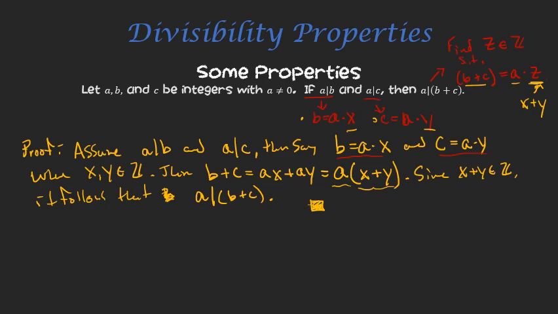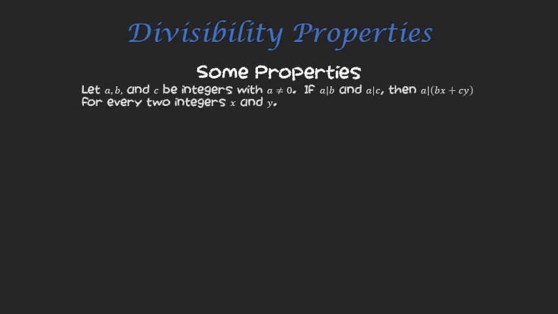All right, let's take a look at another divisibility property on the next slide. So the previous result actually generalizes a bit more. We can say more, right? If a divides b and a divides c, we can say more than just a divides b plus c. In fact, a will divide any linear combination of b and c.